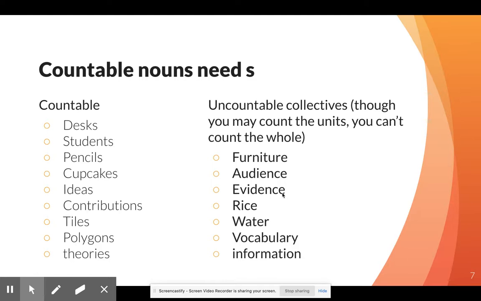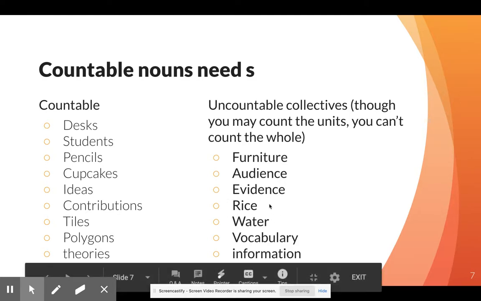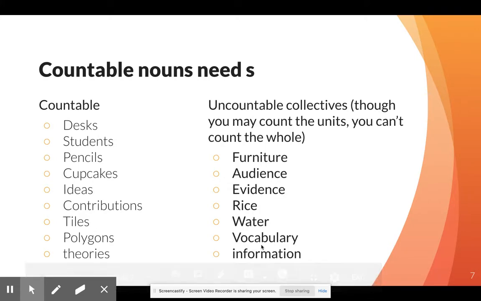Same thing when you're writing an essay and you're providing evidence. No such thing as evidences. You give pieces of evidence. Rice, who wants to count every grain? Water, we have drops or molecules. Vocabulary, we have words. There are units that you can count within these, but these are collectives.